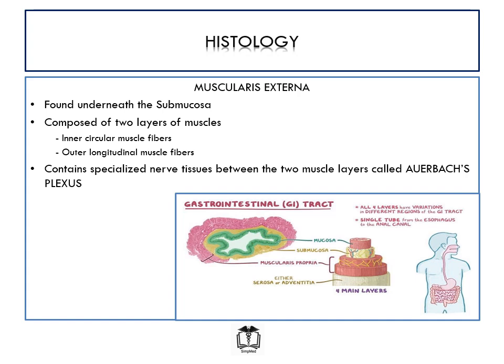So the third layer of the esophagus is the muscularis externa. It is found underneath the submucosa. It's composed of two major layers of muscle. One of them is an inner circular muscle. The other is an outer longitudinal muscle. The muscles tend to either be striated or smooth. Usually we see that the proximal one-third of the esophagus tends to be made up of striated muscle. The distal one-third is made up of smooth muscle, and then the middle tends to be a combination of both.